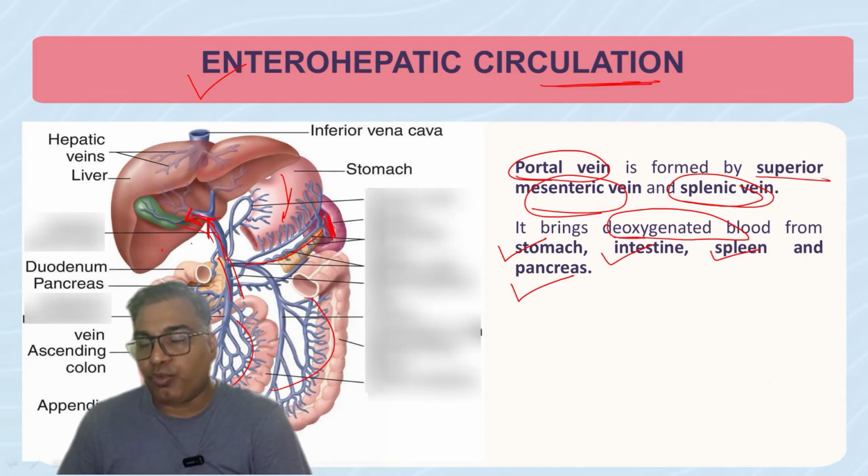This portal vein opens into the sinusoids. These are the sinusoids which we studied in the hepatic lobules. These sinusoids open into the central vein, and finally the central vein will open into the hepatic vein, and the hepatic vein opens into the inferior vena cava.